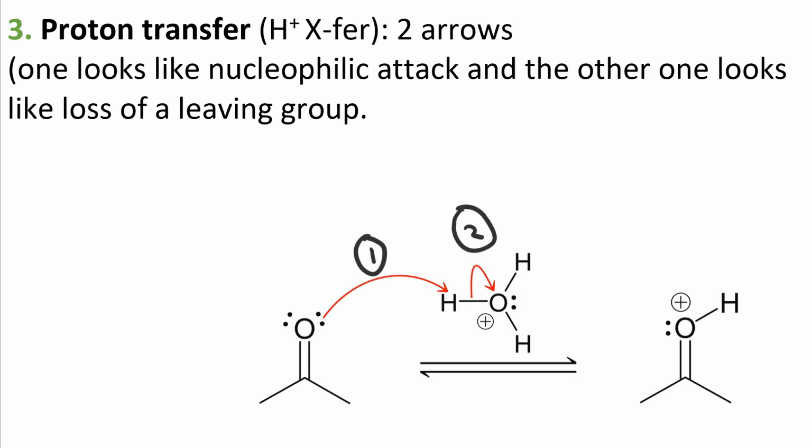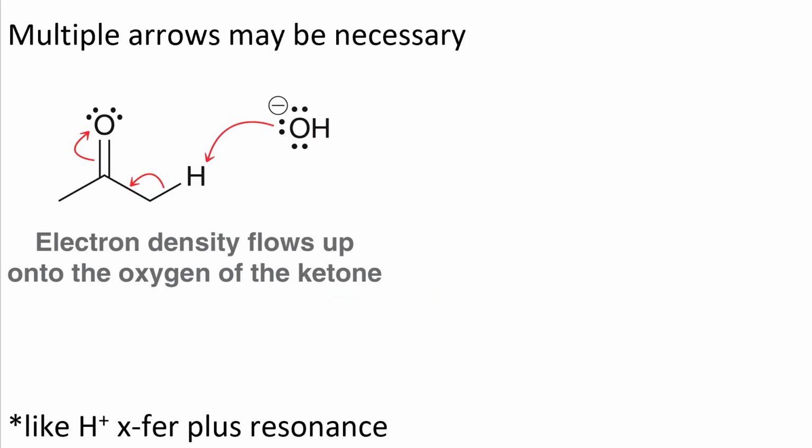And then the second arrow looks like loss of a leaving group. Here, hydronium is acting as an acid, and the acetone is acting as a base. As with nucleophilic attack and loss of a leaving group, proton transfer can sometimes have additional arrows. Here we have hydroxide acting as the base, and the acetone acting as the acid.